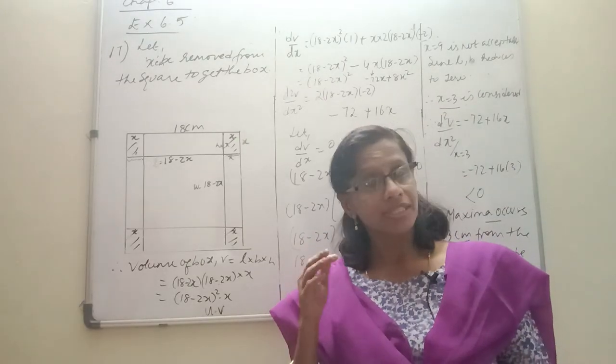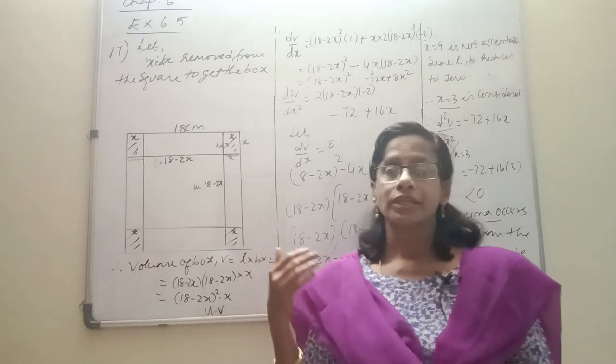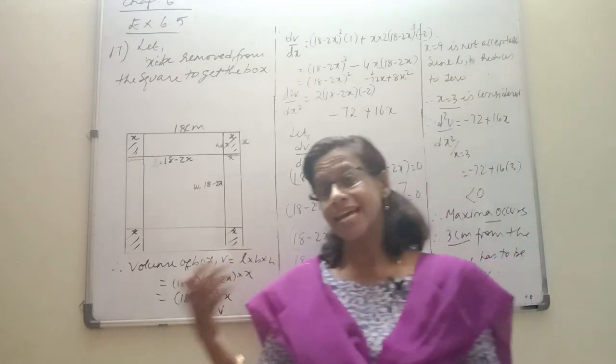We have the next problem, which is exactly identical to this problem. Only thing is that it's not a square, it's a rectangle. So this was a square box. Next problem, it's a rectangular box.